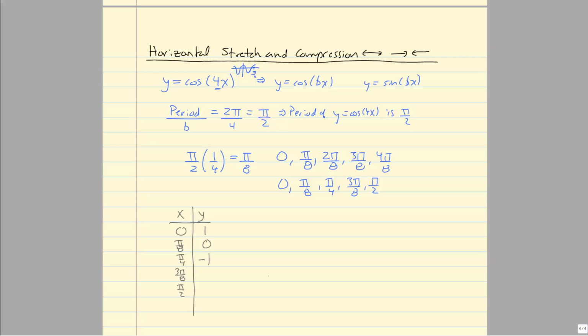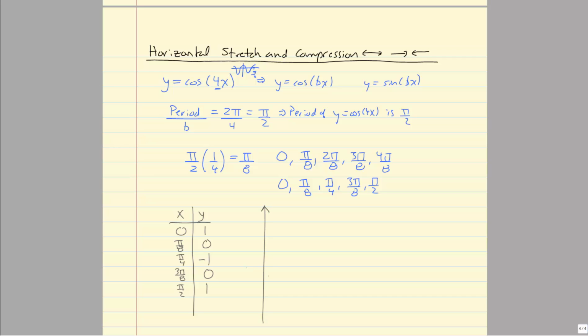3 pi over 8 would reduce to 3 pi over 4. I'm sorry, 3 pi over 2. Cosine of 3 pi over 2 is 0. If I plug in a pi over 2, I am left with 2 pi, and the cosine of 2 pi is 1. So these are my nice quadrantal points.